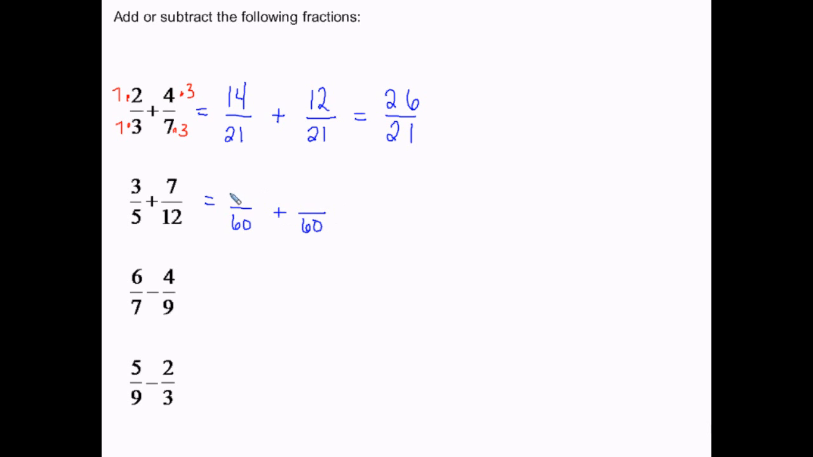What's my numerator here? Because I'm going to multiply by 12. And my numerator here? 35, because I'm multiplying by 5. 36 and 35 will give me 71 over 60. 71 is prime, so nothing's going to reduce with that at all. And again, improper fractions are okay.